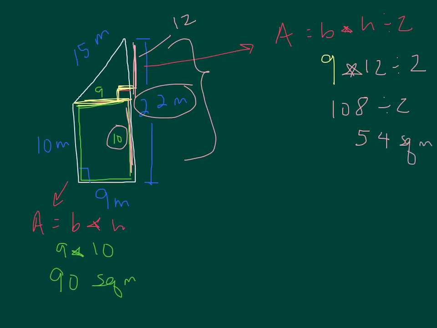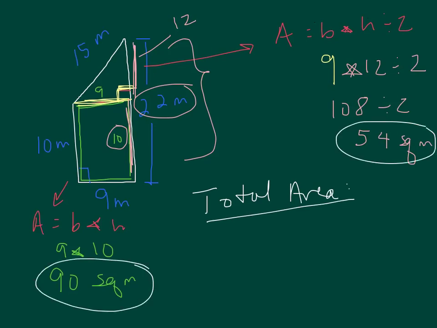So now I'm going to go back to what I know already and say that the total area is going to be just like we do with those odd shapes: the area of the rectangle and the area of the triangle put together. So 90 plus 54 is equal to 144 square meters.